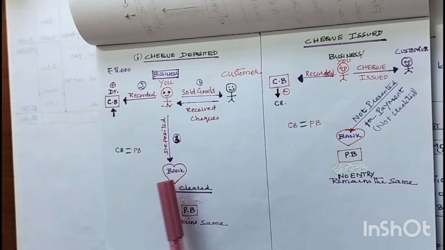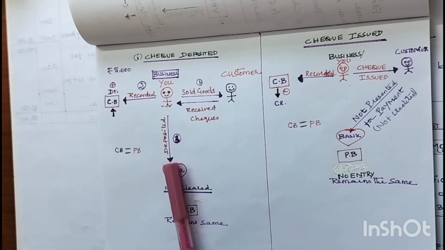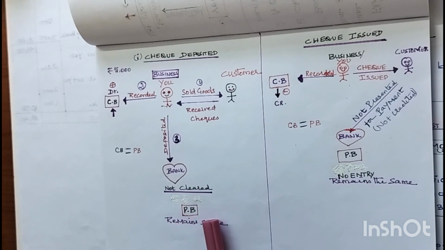But what happened in the bank? The bank didn't clear it. It will take 3 to 4 days to clear a check. After clearance or collection of the check only, your amount will be added or increased in your passbook. So the deposited check not yet credited means not cleared and there is no entry made. So the passbook remains the same. There is no change.